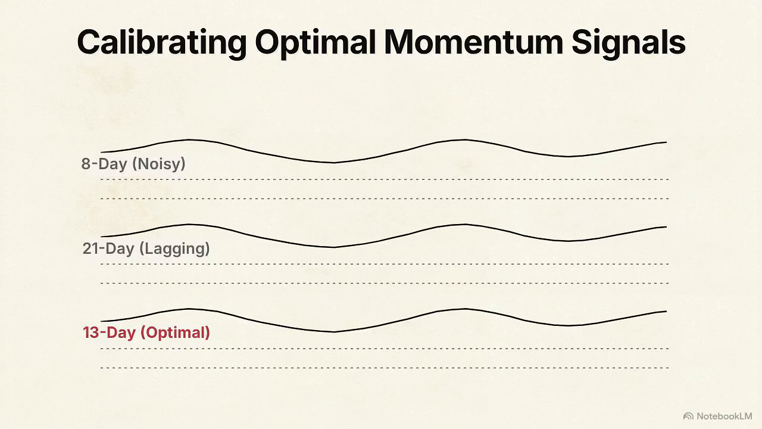The 8-day period is too short. It generates chaotic, mid-range crossovers that trigger false execution signals and constant whipsaws. The 21-day period is too long. It suffers from extreme signal lag, generating reversals only after the price has already moved significantly away from the optimal pivot point. The 13-day calibration strikes the necessary balance. The indicator cleanly tags the extremes exactly at the price pivots, eliminating mid-range noise entirely.